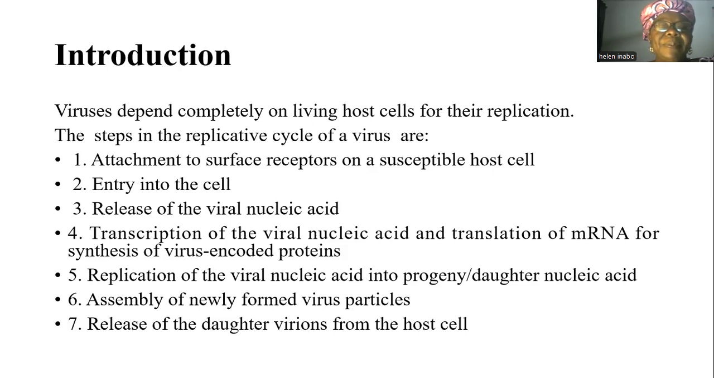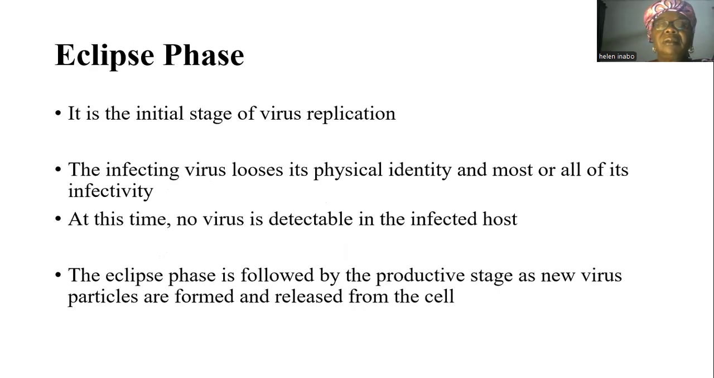The fifth step in the replicative cycle of a virus is the replication of the viral nucleic acid into progeny or daughter nucleic acid, then the assembly of the newly formed virus particles or virions, and finally release of the daughter virions from the host cell.